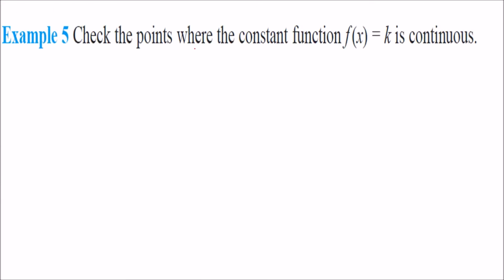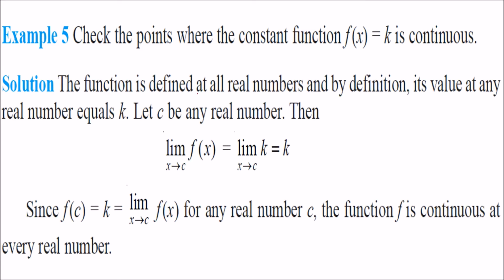Next, check the points where the function f(x) = k is continuous. The function is defined for all real numbers, because the value will be k in any case. Let c be any real number. Let us apply the limit as x tends to c. It will not change. It will always be k because f(x) is k. You put any value of x, it will give you k. So the value of the function is k and the limit is also k. Both are equal. Then the function is continuous at every real number.